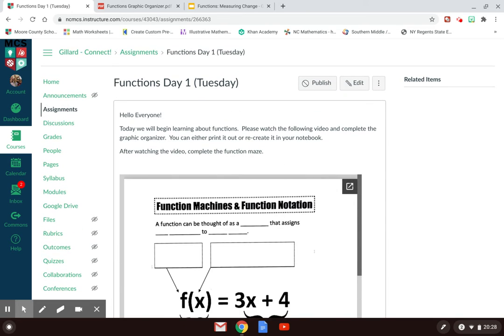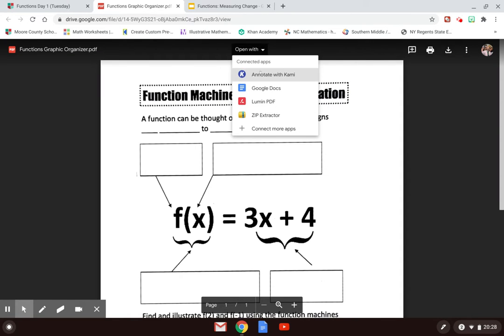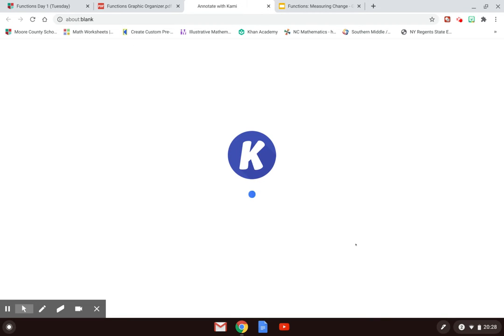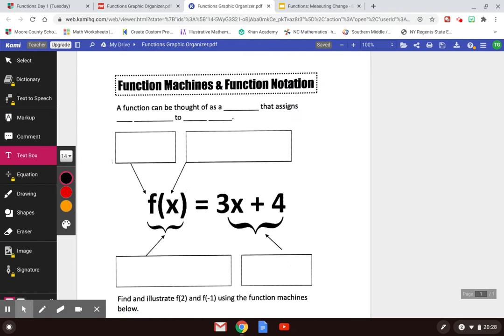So you can either recreate this graphic organizer in your notebook, you can pop it out and print it, or you can do like I'm going to do here and pop it out and use the Kami app to make your notations on the actual document. Okay, and we'll just have to see how well that works because I know Kami and Canvas weren't working well with each other, but that might be different now.